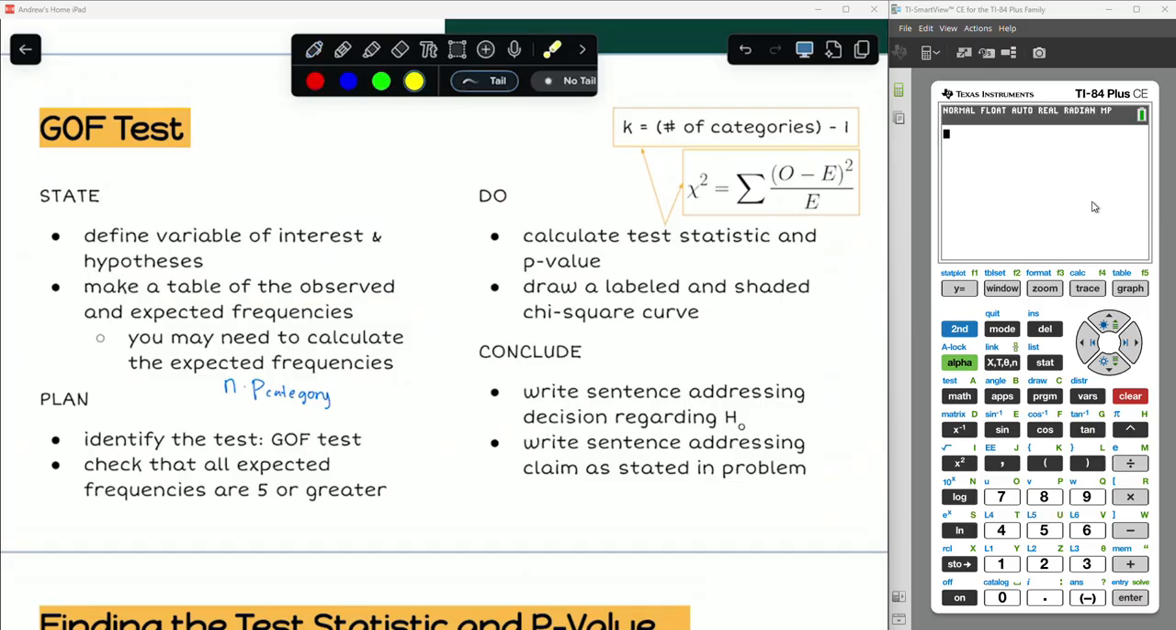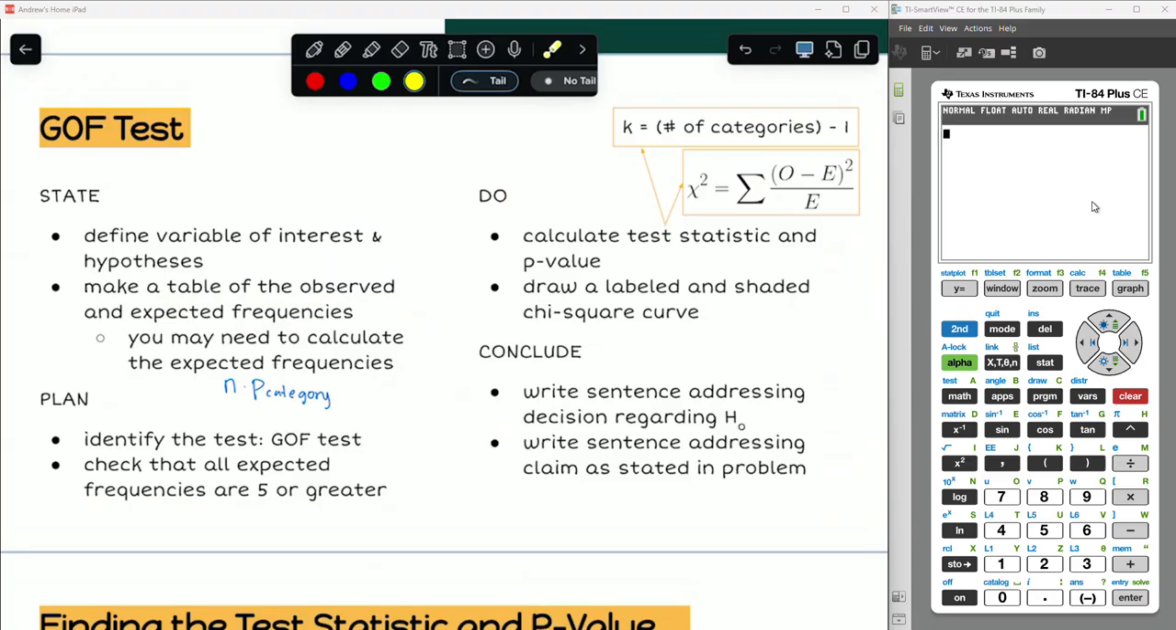Once I've filled in the table, I'm going to identify my test, in this case it's a goodness of fit test, and then check that all of my expected frequencies are 5 or larger. And this check is going to be true for all of the tests we're doing this week. Once I calculate my expected frequencies, I want to check that they are all 5 or bigger. If they're not, I should not be doing this test.